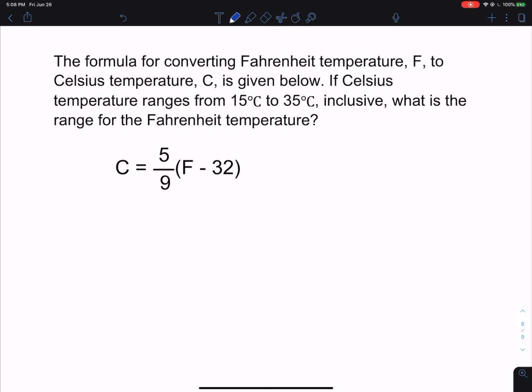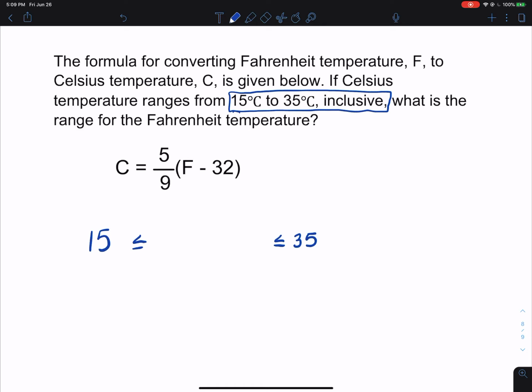So if we look at this, they're telling us a range, inclusive. Inclusive means the numbers are included. So we need to make sure that 15 is actually included, and 35 is actually included. So this is a 3-part inequality that we're going to write, because something's between two numbers, and it's the degrees Celsius that's between those two numbers. So we have 15 degrees is less than or equal to something, which is less than or equal to 35. We need those equal to's because of that inclusive.